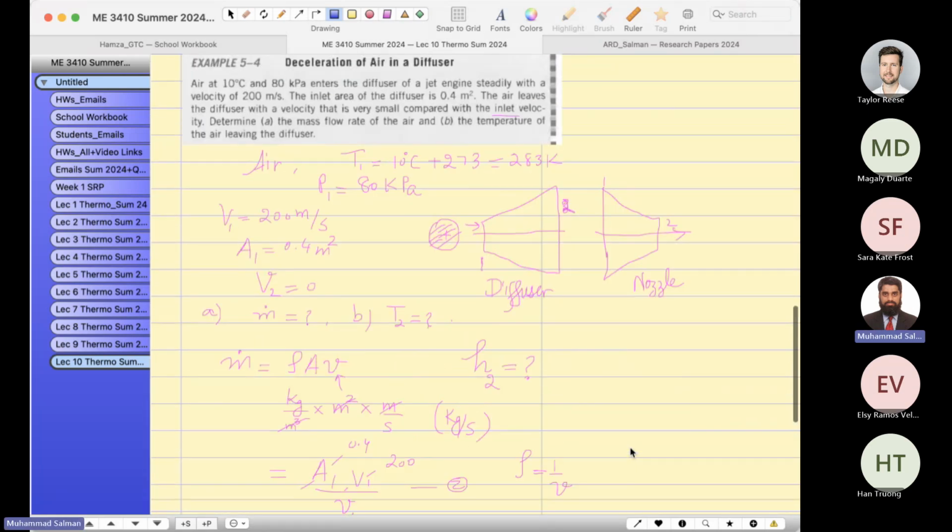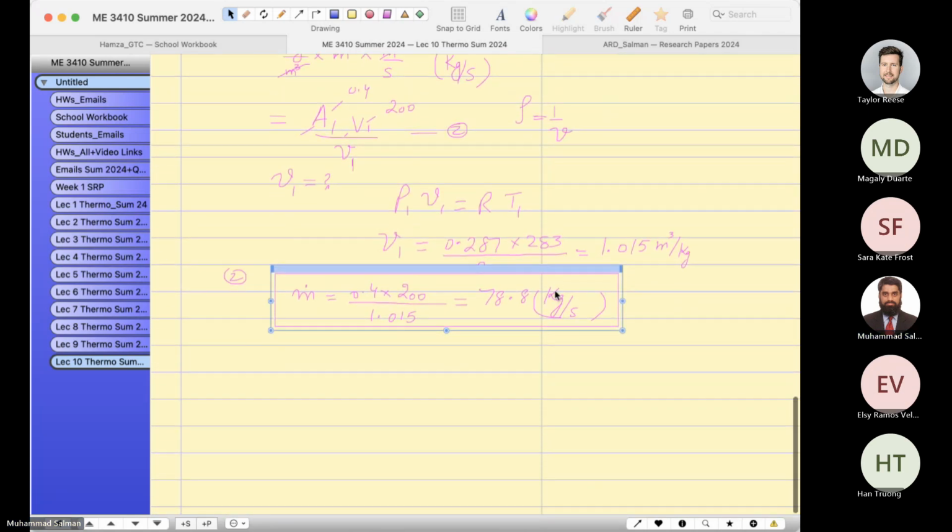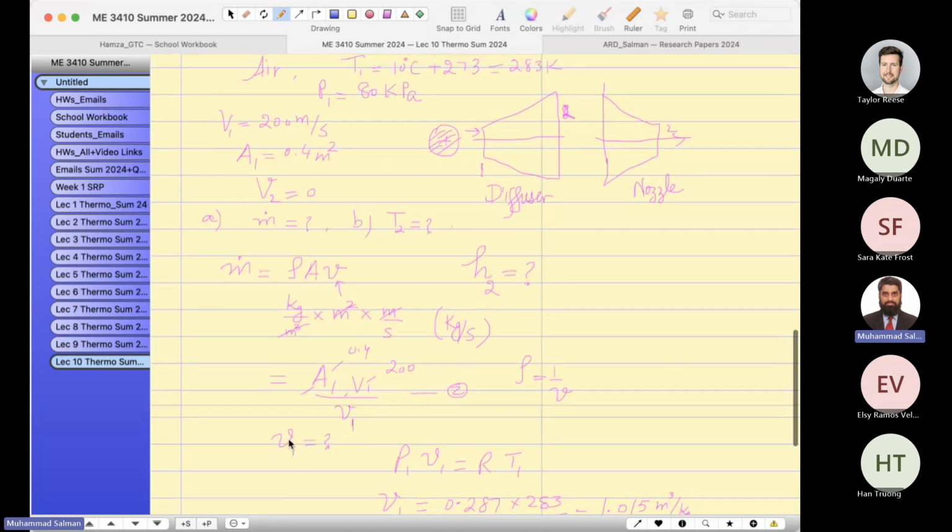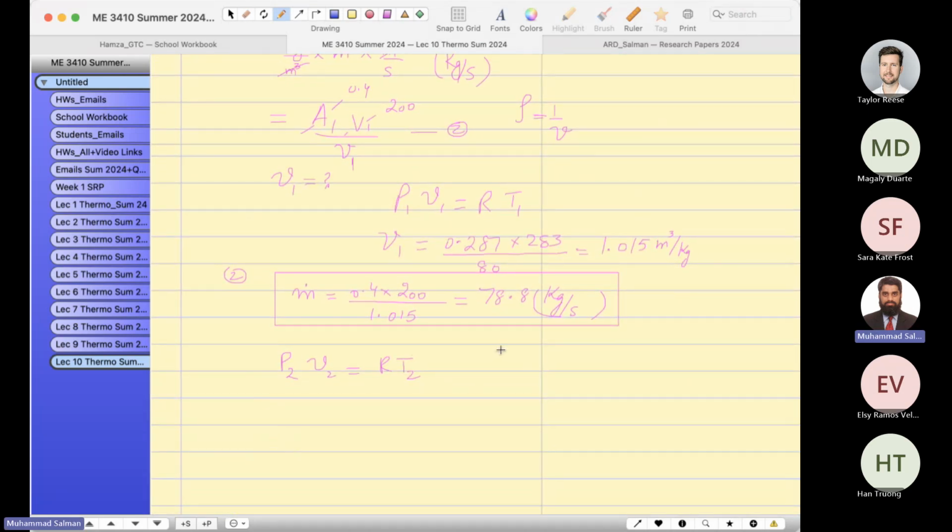Now the second question is, what is the temperature of air at the exit? Let me show you. Can you apply this? We do not know the pressure at exit, so we do not know temperature at exit. This is a very tough situation. We cannot find out temperature at the exit with this ideal gas equation.